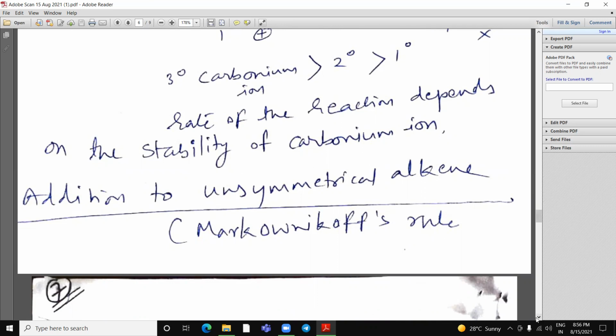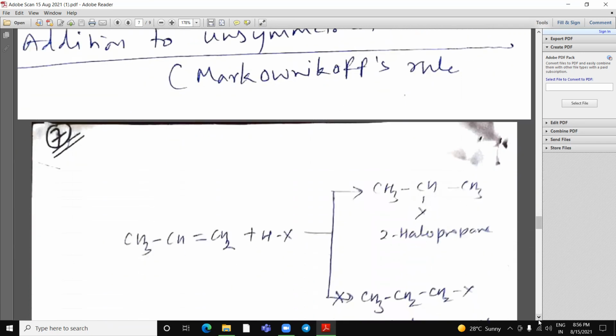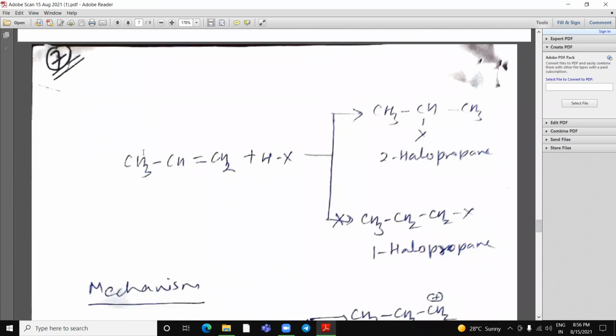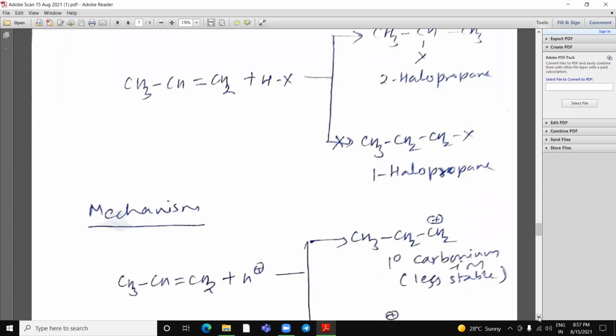Addition to unsymmetrical alkenes. Markovnikov's rule. Here, take unsymmetrical alkene, propene. Here, a hydrogen halide may be added in two ways. We may get two types of product, 2-halopropane and 1-halopropane. But actually, according to Markovnikov rule, we will get 2-halopropane.